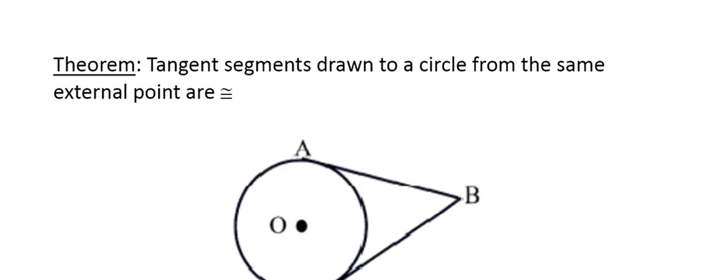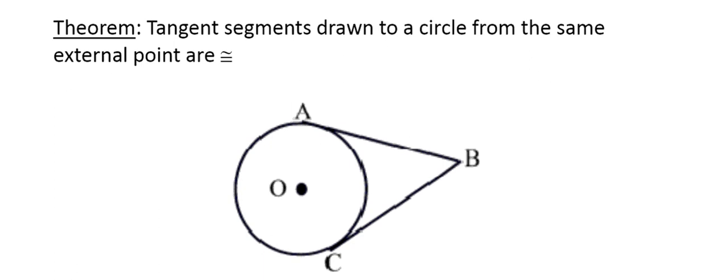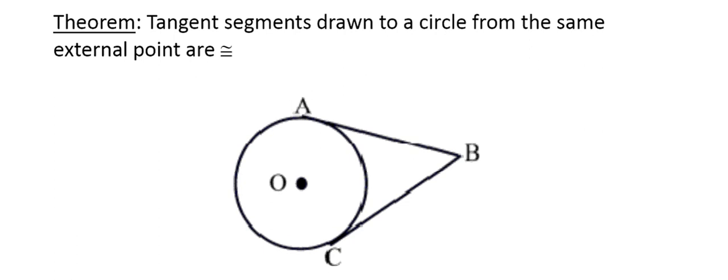The second theorem that you need to know is that any two tangent segments drawn to a circle from the same external point are going to be congruent to each other. So what this is saying is if we start at point B and draw one tangent line segment to point A and a second tangent line segment to point C, these two will always have the same measure. All right, so that's a little bit of background about tangents.